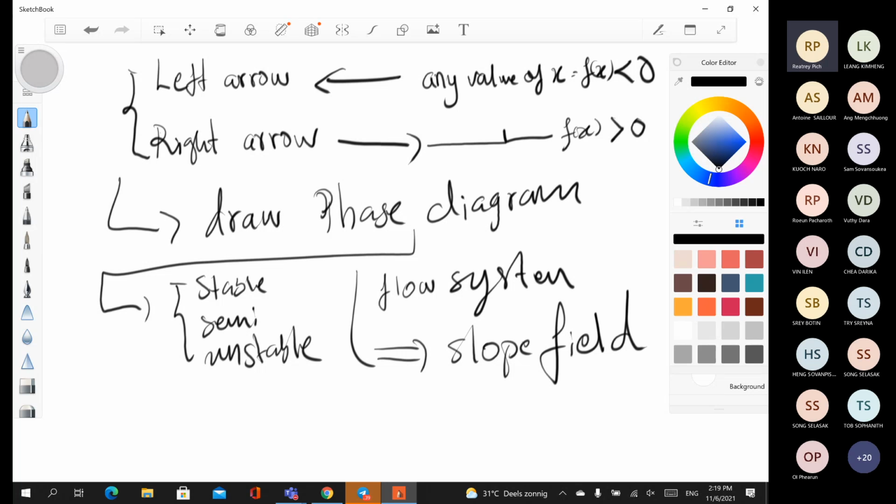And how can you use the slope field? You will see later.